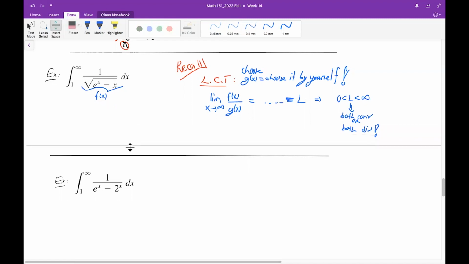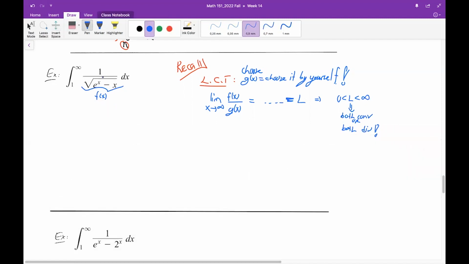So let's apply it. Here, f of x is this one, given in the question: 1 over e to the power x minus x. So by using the argument that we need to choose the dominating terms, you can determine your g of x function. So how to choose it? Choose the dominating terms.